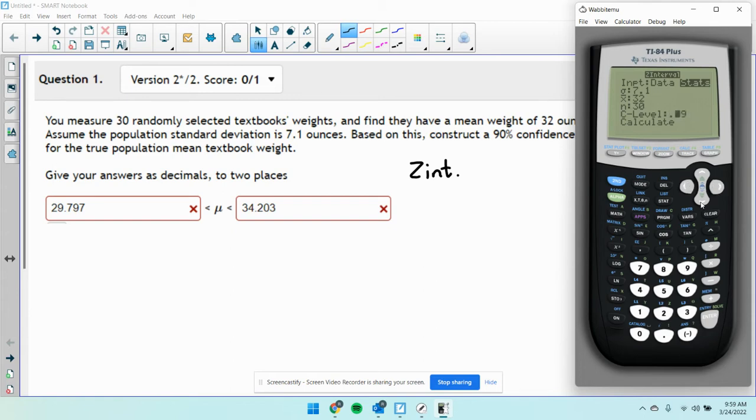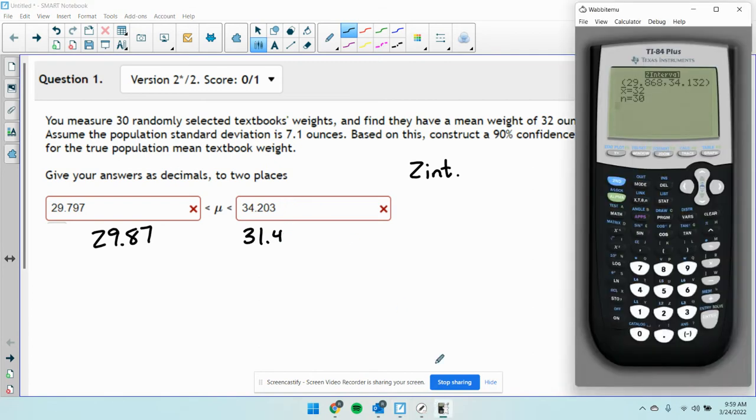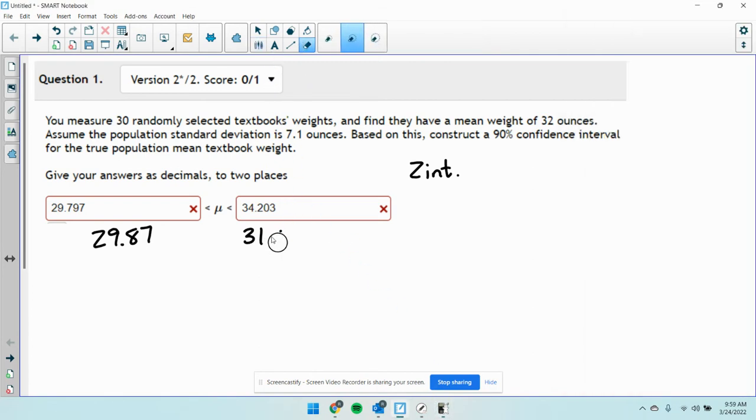So 0.90. So we get 29.87 to 34.13, sorry. Right. That's it. Since we know sigma, we got to use the z interval.